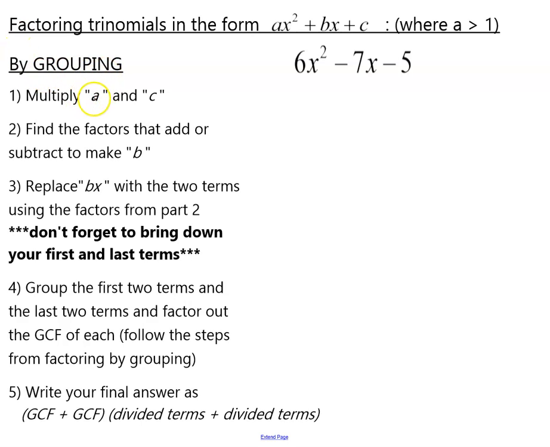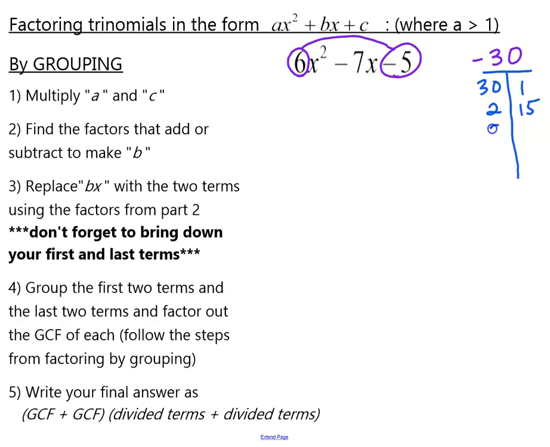So our very first step is to multiply a and c together. So we're going to take a, the coefficient of x squared, and c, our constant, and multiply them together. In this problem, that gives us negative 30. Then in step 2, it asks us to find the factors that add or subtract to make b. So this is a lot like when we were factoring quadratics when a equals 1. We're going to find the factors of 30 first, 30 and 1, 2 and 15, 3 and 10, 5 and 6.